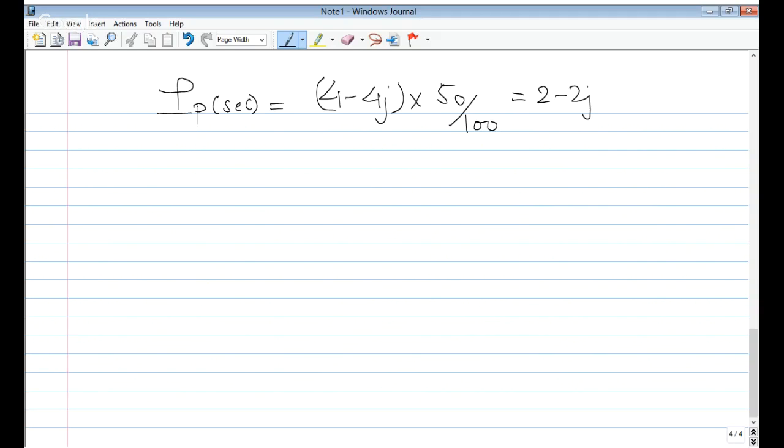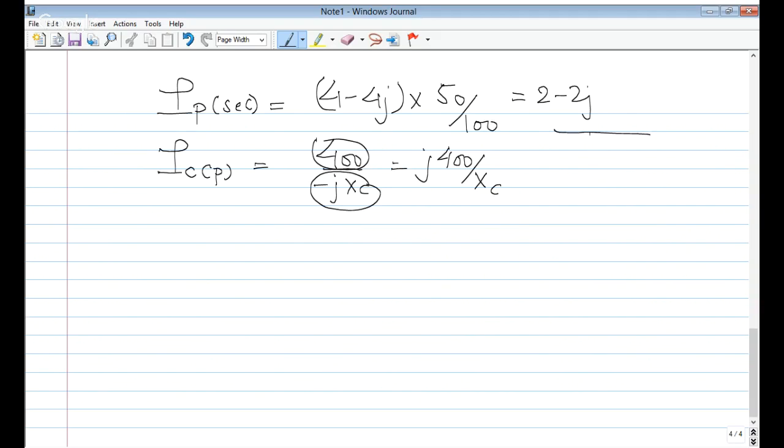So suppose the capacitor current referred to primary is basically equal to 400 by minus jxc. That is J 400 by xc. So what I am doing is I am assuming that the capacitance is referred to primary. So the current that it will draw is voltage by its impedance. Because when you refer the entire thing to primary, this will be your magnetizing reactance.